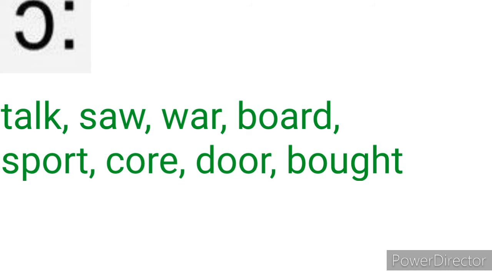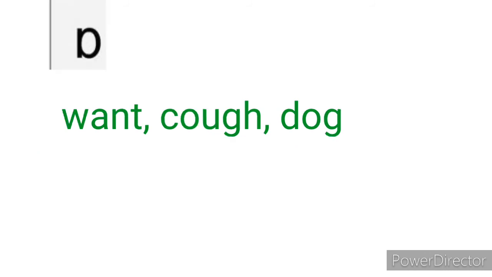Now the next one is O, short vowel O, and it's found in words like want, cough, dog. You can find this sound in words that we ordinarily pronounce as or that have A, OU, and O in between two consonants. Please, this sound does not occur in words that have OO or OOR.